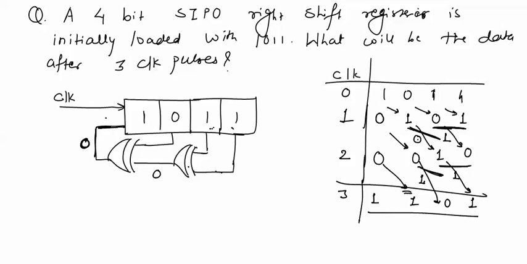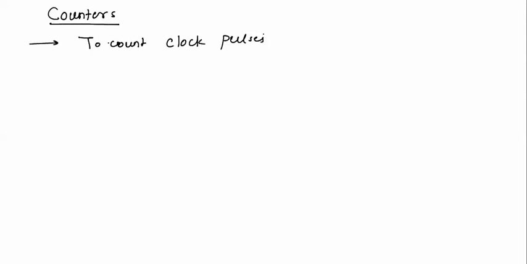So this was all about the shift registers. Counters. Counters are the circuits which are basically used to count clock pulses applied to them. Means the clock pulses will be counted by the counter.